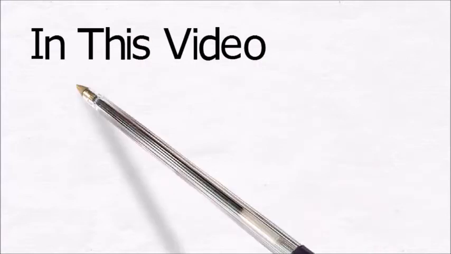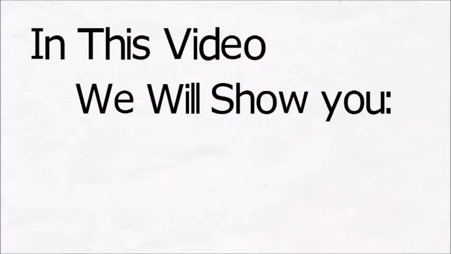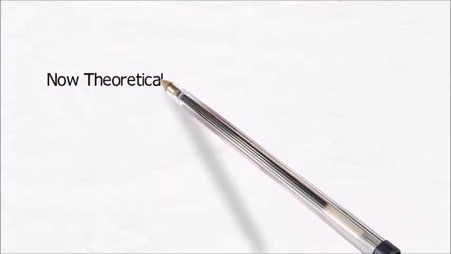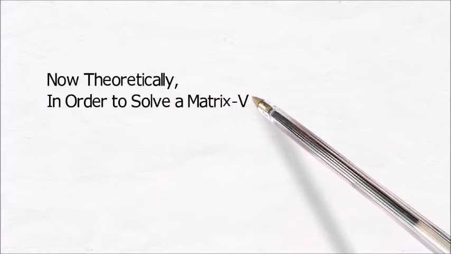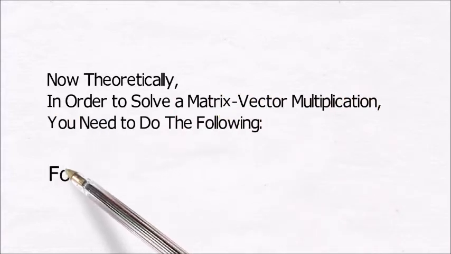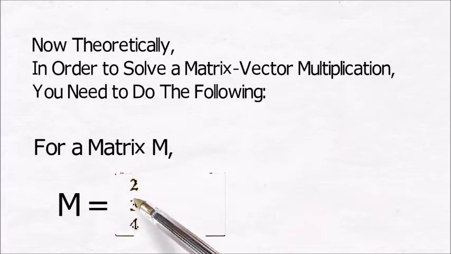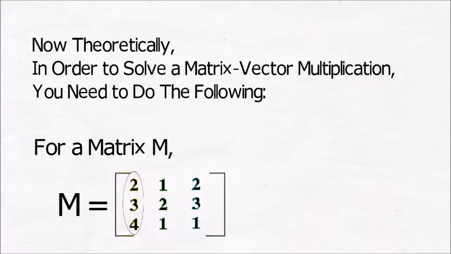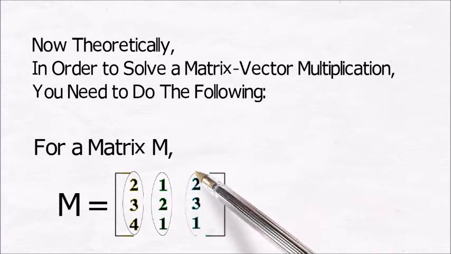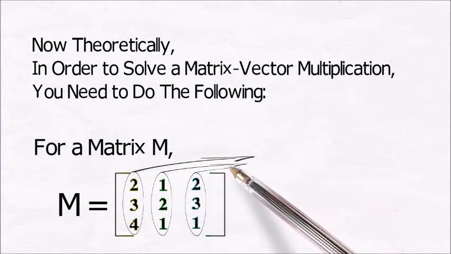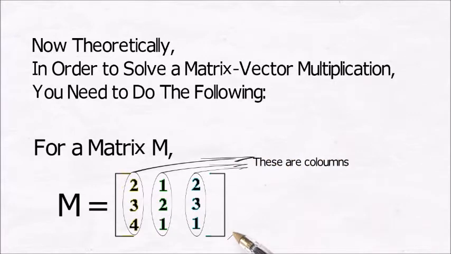In this video we will show you how to multiply a matrix by a vector using Python. Now theoretically, in order to solve a matrix vector multiplication, you need to do the following. For a matrix M equals 2, 1, 2, 3, 2, 3, 4, 1, 1. These three are called columns. And this is a matrix.